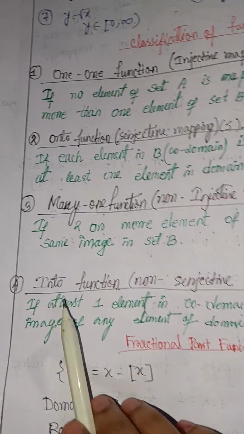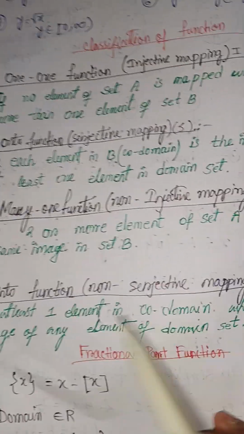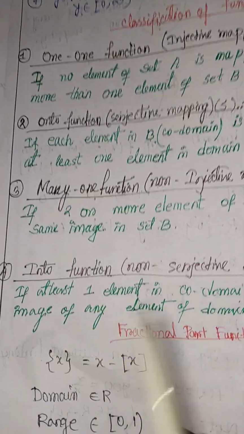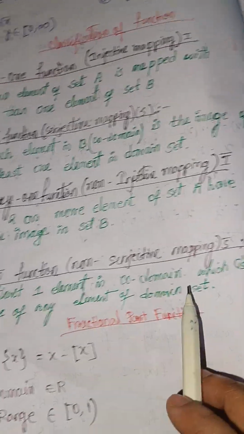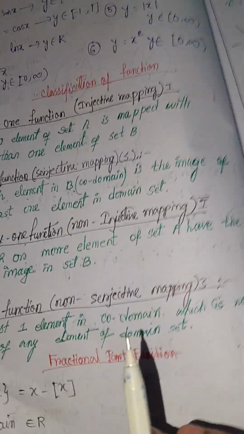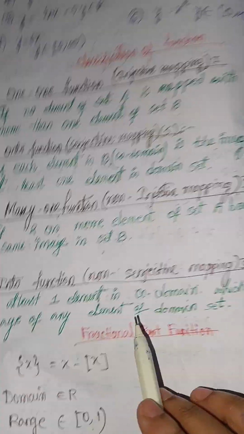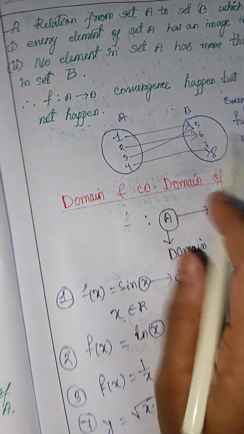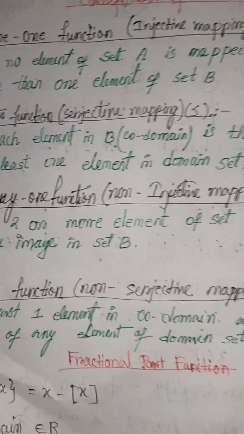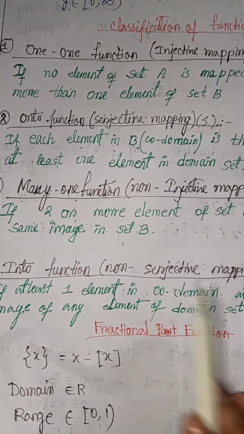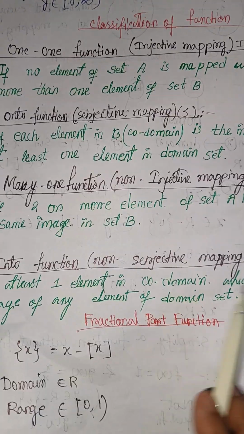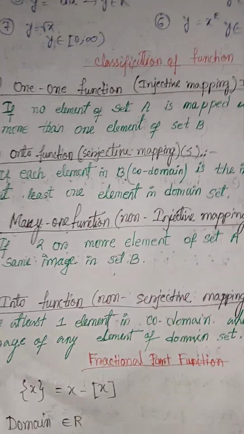Okay, next 4, that is into function, non-surjective mapping. इसको हम एस बार से डिनोट करते हैं. If at least one element in codomain which is not image of any element of domain set. Okay, so at least one element जो कि codomain set का होगा, codomain set हम जानते हैं set B, which is not image of any element of domain set. मतलब ऐसा एक एलिमेंट होना चाहिए कोडोमेन में.